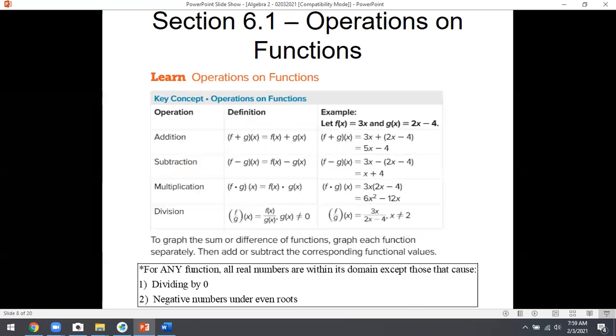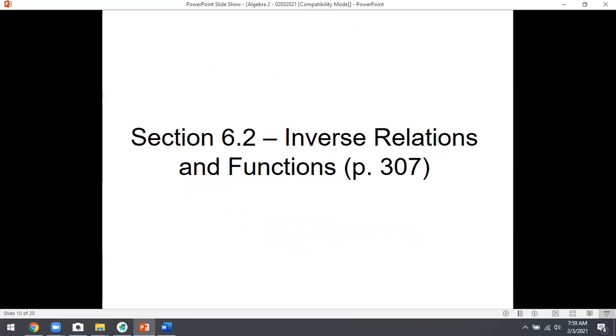Let's get going. Here we go. This is section 6.2. Inverse relations and functions. A little redundant.